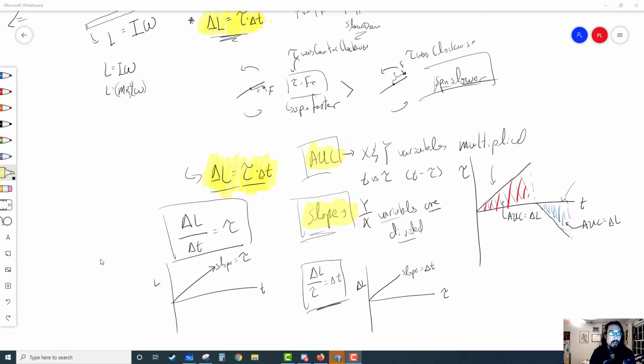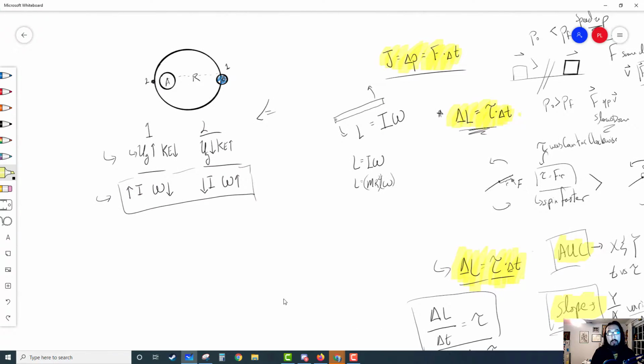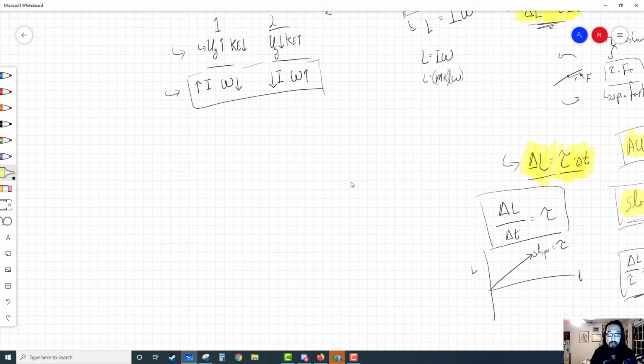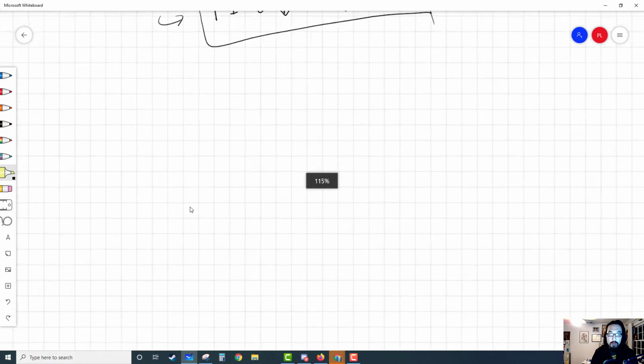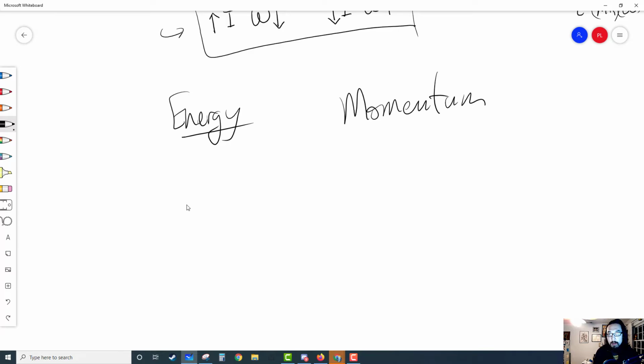Okay, the very last thing I want to do is make our way back here with the idea of conservation of momentum and conservation of energy. They go hand in hand, but this is a great way to review the basic ideas. So we discussed that for energy and momentum, this is what you need to know. And this is true for rotational: rotational energy versus rotational momentum.